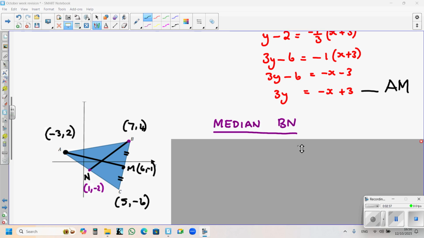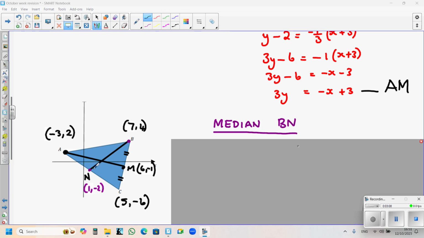This one is the equation for the median B to N. So there's B, and it's going to cross to the middle of that opposite side. And the middle of that, add your two x's together, divide by 2. Add your two y coordinates together and divide by 2. So 5 plus -3 is 2, half of 2 is 1. 2 plus -6 is -4, half of that is -2. So there's the median there, B to N.